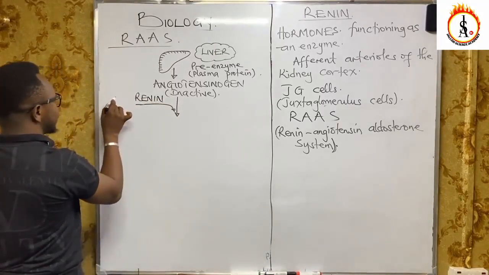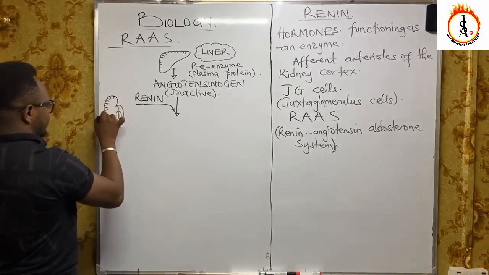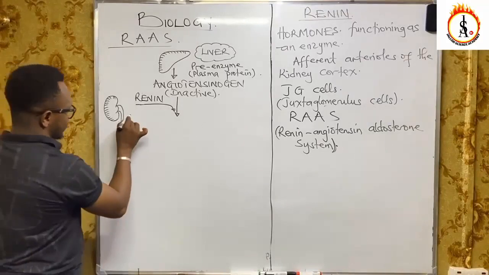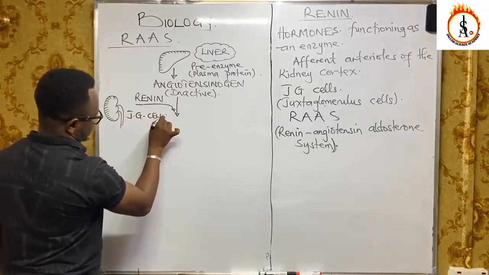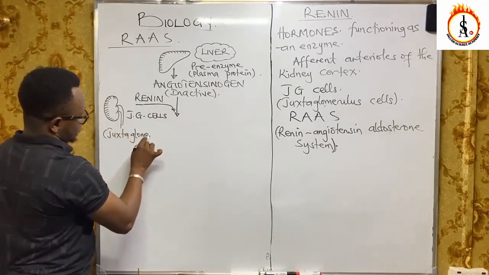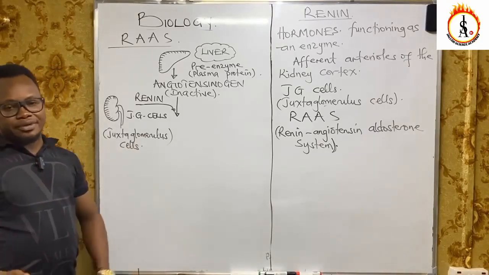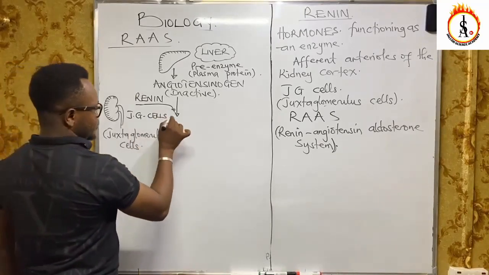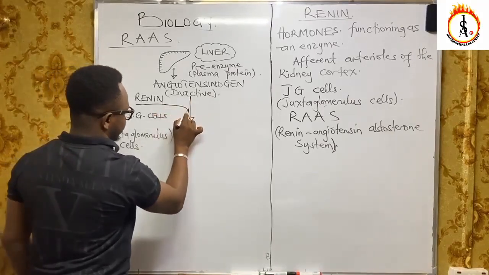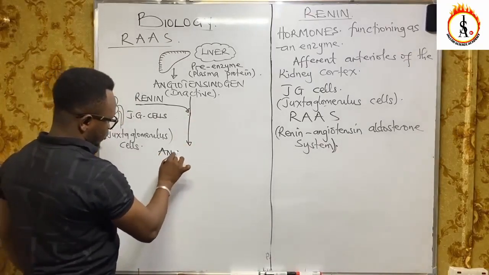And renin is produced inside the kidneys by JG cells. These JG cells, we call them juxtaglomerular cells, which are found in the afferent arterioles of the kidney cortex. So this one here is going to convert this inactive angiotensinogen into angiotensin 1.